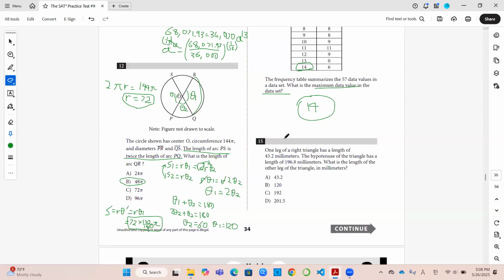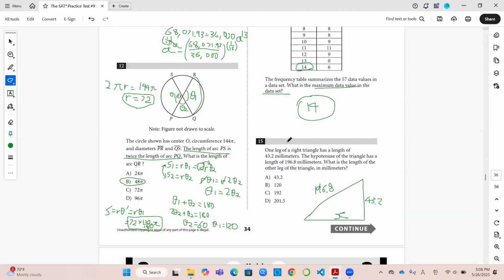Okay. Question number 15. One leg of a right triangle has a length of 43.2 millimeters. The hypotenuse of the triangle has a length of 196.8 millimeters. What is the length of the other leg of the triangle in millimeters? So since this is a geometry problem, I like to draw things out. So the hypotenuse is 196.8 and one leg, 43.2. And we don't know this one here, so I'm going to write it as x.